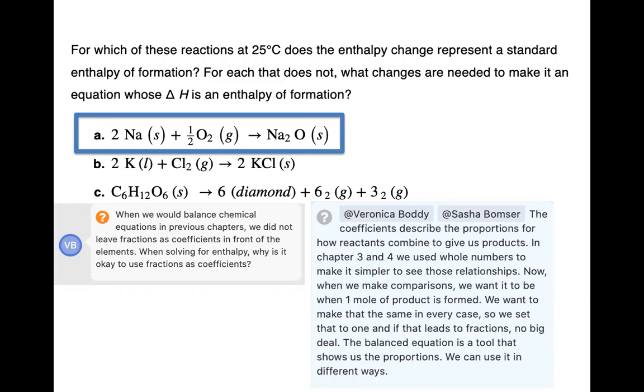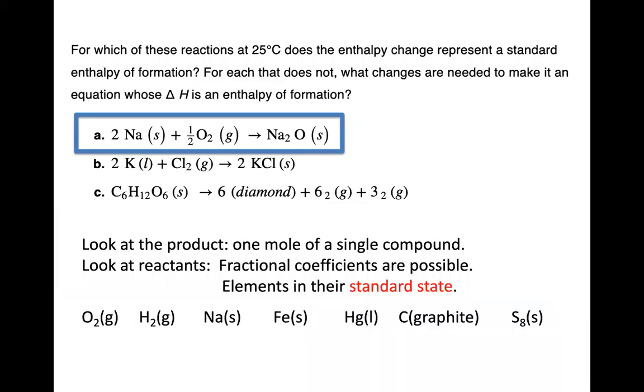It's just a tool that shows us the different proportions. And in this case, when we're looking at the standard enthalpy of formation, it's going to be for 1 mole of product. So when I'm trying to evaluate these, first of all, I have to have 1 mole of a single compound being found as a product. In choice C here, I got a lot of different things as products. I need to have only 1 mole of a single substance being formed.